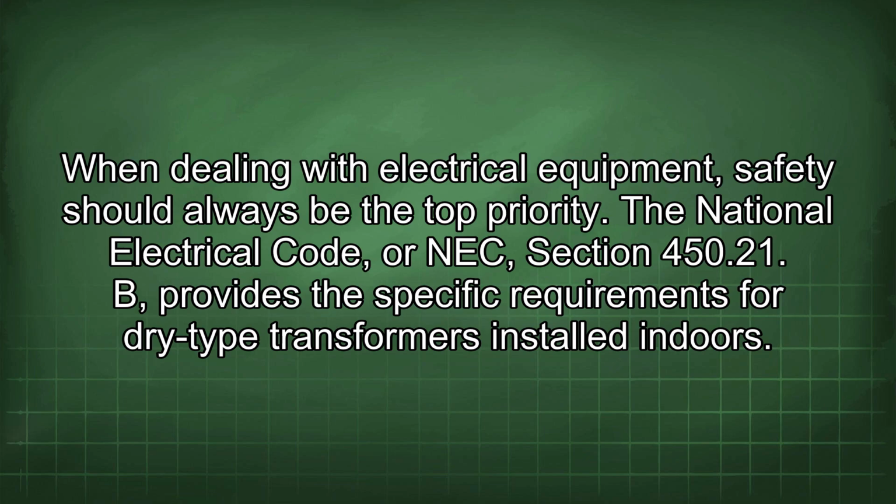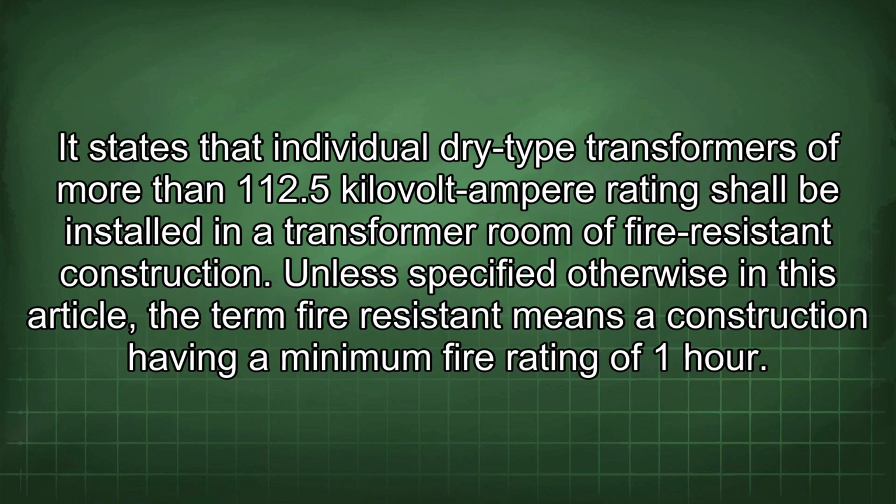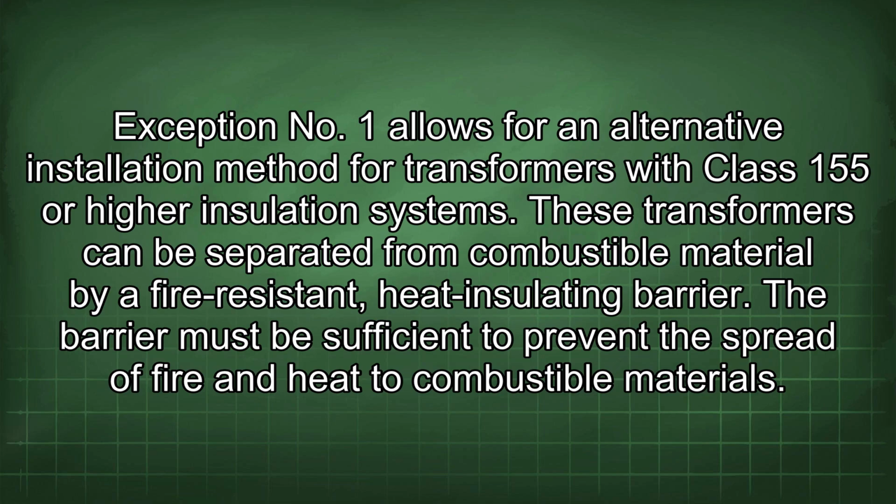The National Electrical Code, or NEC, Section 450.21(B) provides the specific requirements for dry-type transformers installed indoors. It states that individual dry-type transformers of more than 112.5 kilovolt-ampere rating shall be installed in a transformer room of fire-resistant construction. Unless specified otherwise in this article, the term fire-resistant means a construction having a minimum fire rating of 1 hour. Exception No. 1 allows for an alternative installation method for transformers with class 155 or higher insulation systems.